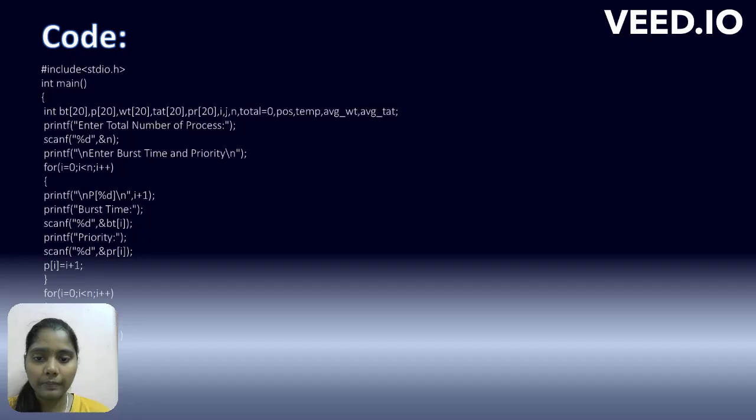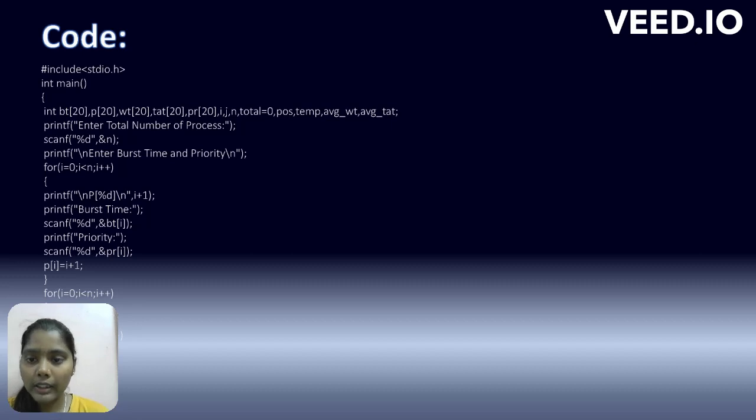And the next one is the code of the priority. Here is #include <stdio.h>, int main, open curly bracket. Here we are taking some inputs as bt[20], p[20], wt[20], tat[20], pr[20], i, j, n, total = 0, pos, temp, average_wt, average_tat. These are the inputs in priority.